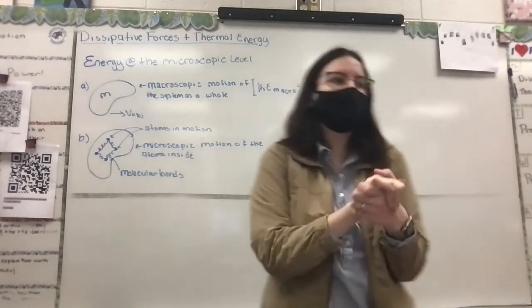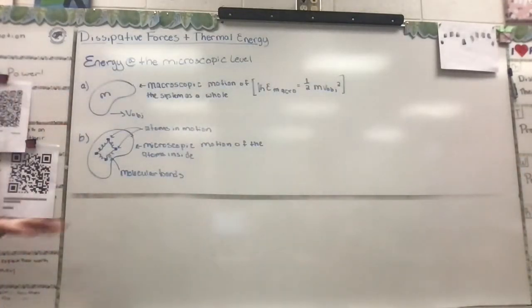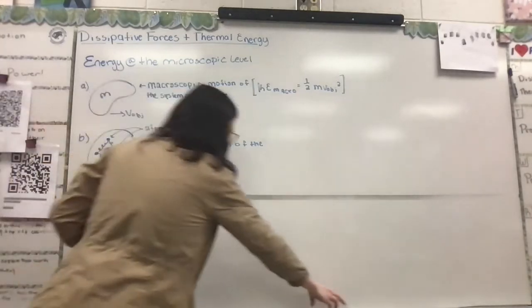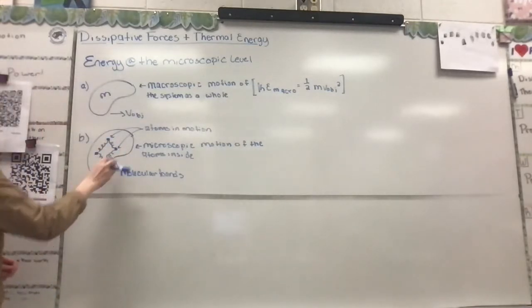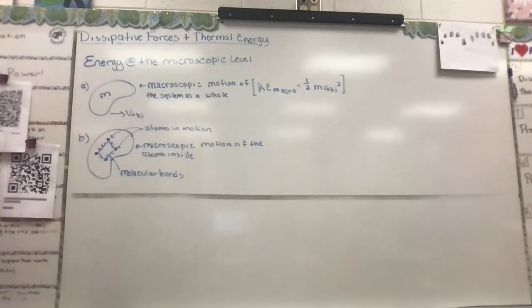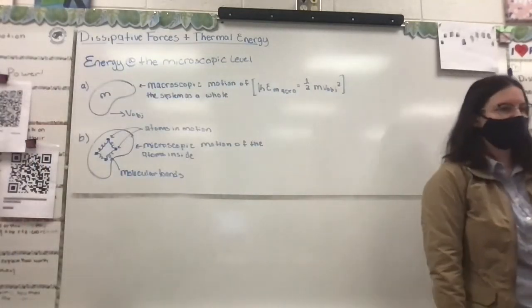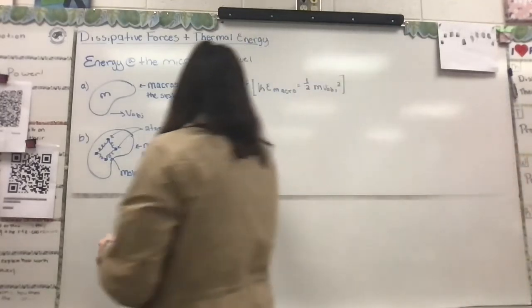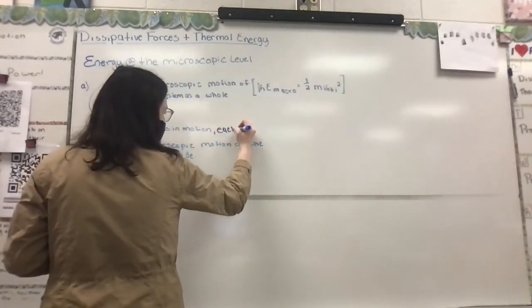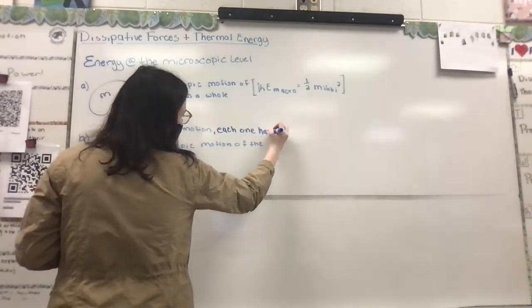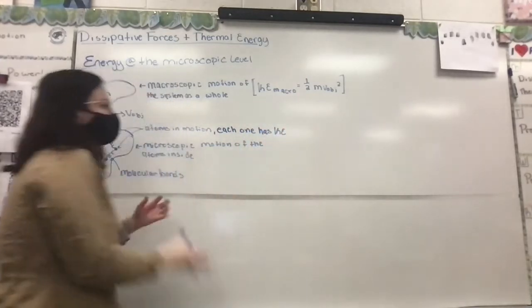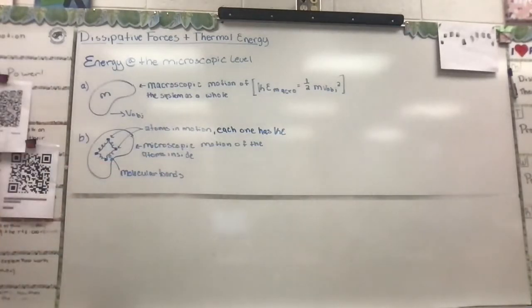But once we get into dissipative forces and thermal energy, we need to start looking at a microscopic level, okay? At a microscopic level, we're looking at the motion of the atoms inside the object. Here I've got these two arrows pointing towards these little dots. Those represent the atoms in motion. If we have atoms in motion, do you think that they have kinetic energy? Yes, okay? So each atom is going to have its own kinetic energy.